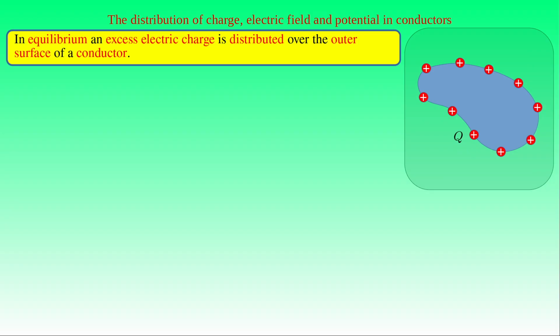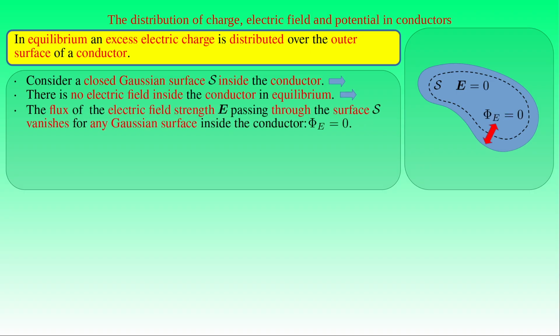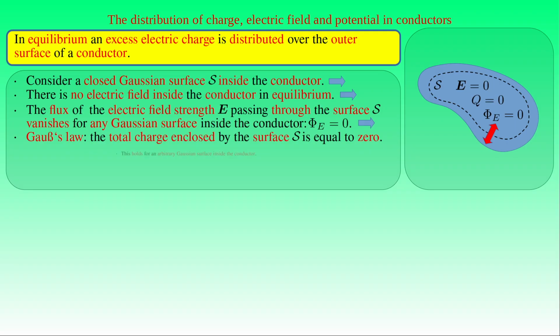We also have a third conclusion stating that in equilibrium an excess electric charge is distributed over the outer surface of a conductor. This conclusion follows from another thought experiment. Let us consider a closed Gaussian surface S inside a conductor close to its outer surface. Since there is no electric field inside the conductor in electrostatic equilibrium, the flux phi sub E of the electric field strength E passing through the Gaussian surface S vanishes. Then it immediately follows from Gauss' law that the total charge enclosed by the surface S is equal to 0. This statement holds for any closed surface of arbitrary size and shape inside the conductor.